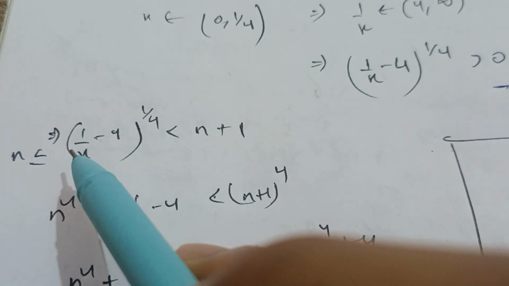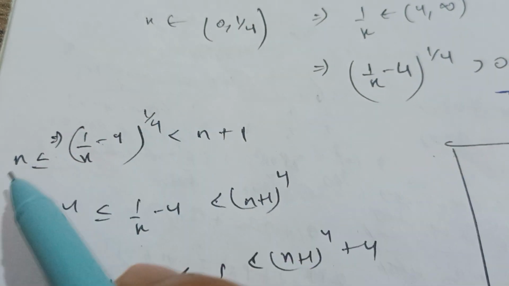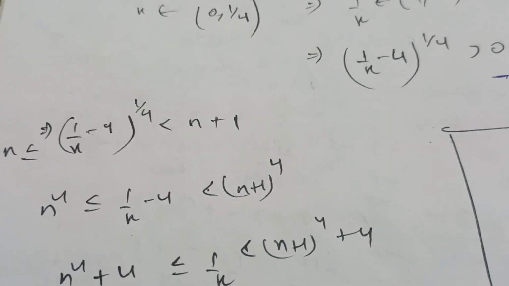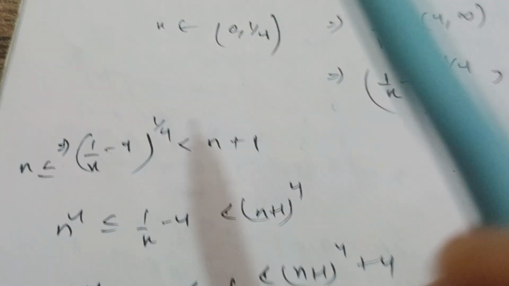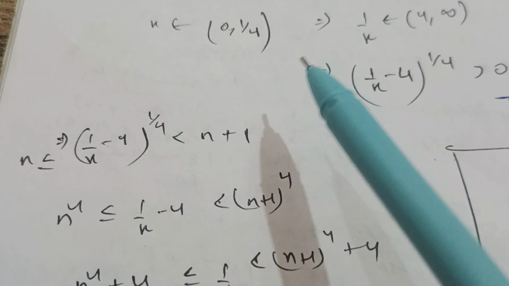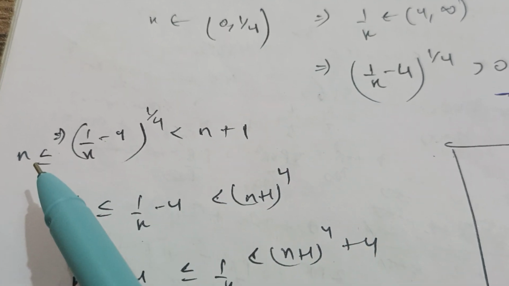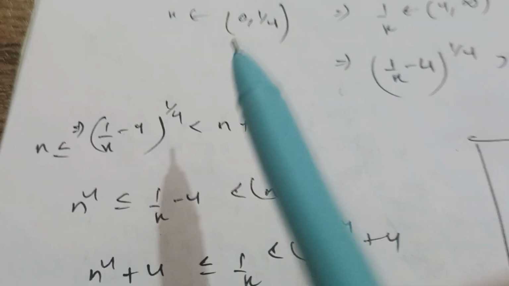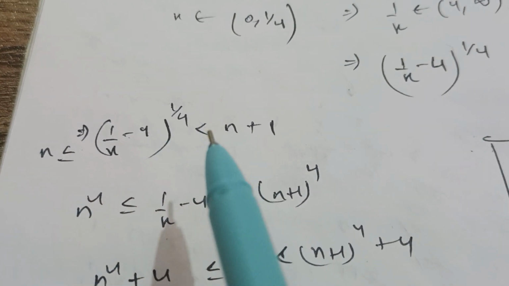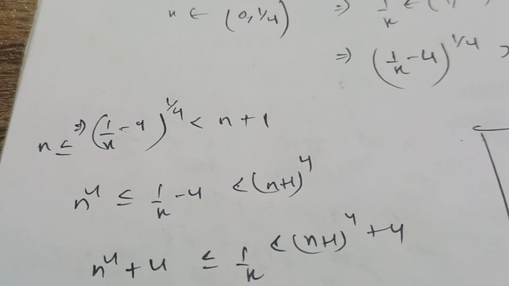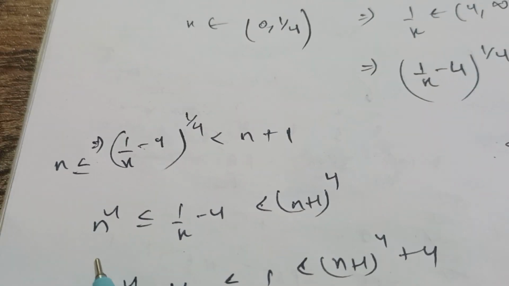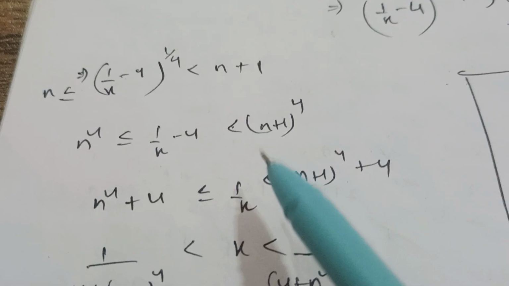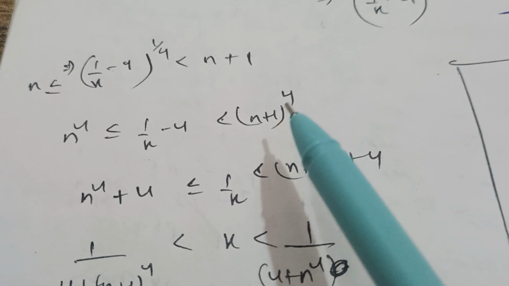Since I have assumed that the greatest integer of this value is n, this whole will be between n and n plus 1. That is the definition of the greatest integer function or floor function: this value is greater than or equal to n and less than n plus 1. That's when this floor function is equal to n. Now apply power 4 on each of the terms, so we'll get n to the power 4 less than or equal to this, and less than n plus 1 to the power 4.